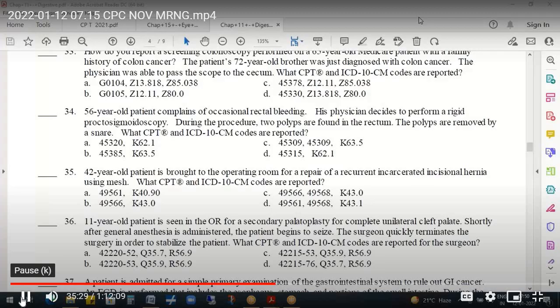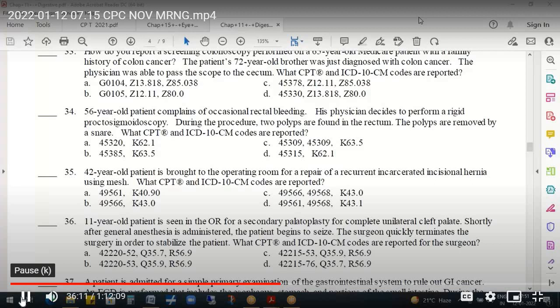In the 34th question, what is the name of the procedure performed? Proctosigmoidoscopy. Yes, sir. By using the proctosigmoidoscopy, he performed a diagnostic examination or he performed some treatment? Treatment. Okay. 45315.